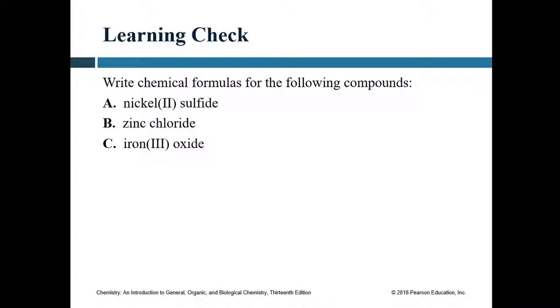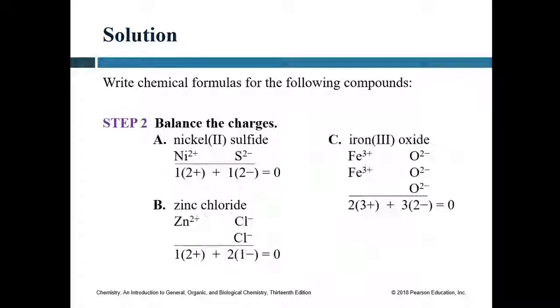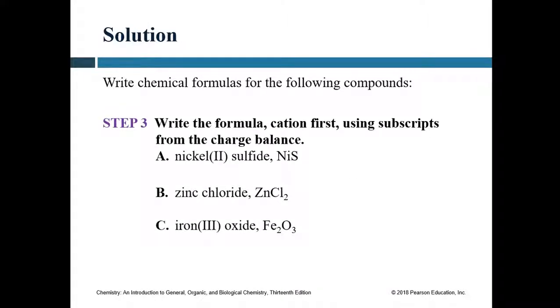Okay, write the chemical formulas for the following compounds. Press pause and come back. Let's look at this. I skipped a couple of slides because I wanted to just talk it through. You can go back and look at those if you want. Now, nickel. We know it's a +2 charge because that's what the Roman numeral says. Our sulfide ion is in group 6A. It is a -2. So it's a 1-to-1 ratio. So the formula is NiS.